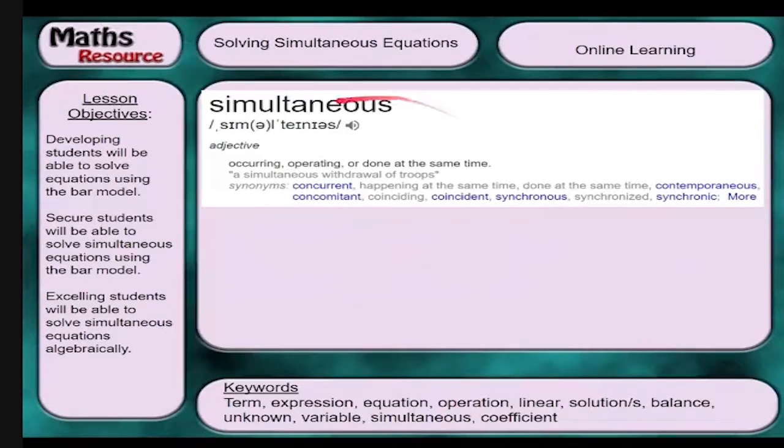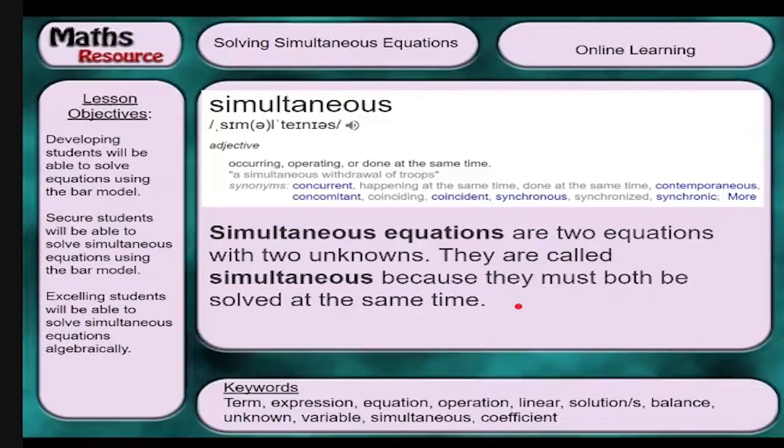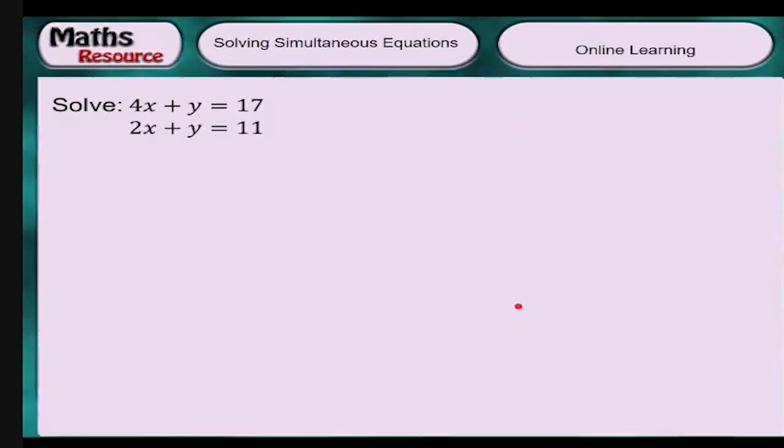Simultaneous. This is just pulled straight from the dictionary, and what it basically means is at the same time. So simultaneous equations are two equations with two unknown numbers. And what I mean by unknown numbers, it could be an x and a y, it could be an a and a b, or a C or a D, yeah? As long as they're different, and there's two of them, these are called simultaneous because we've got to solve them both at the same time. Let's have a look at an example, shall we?